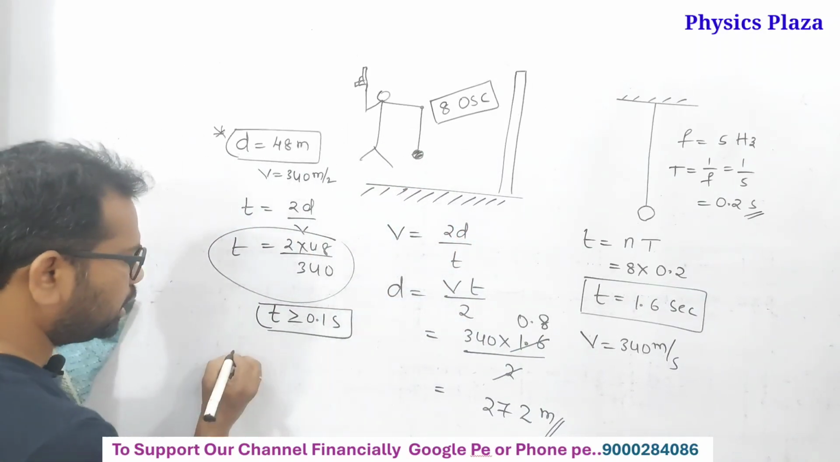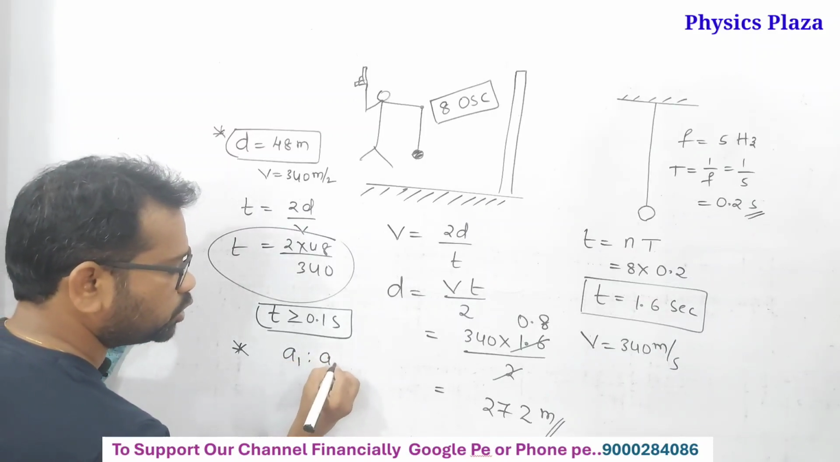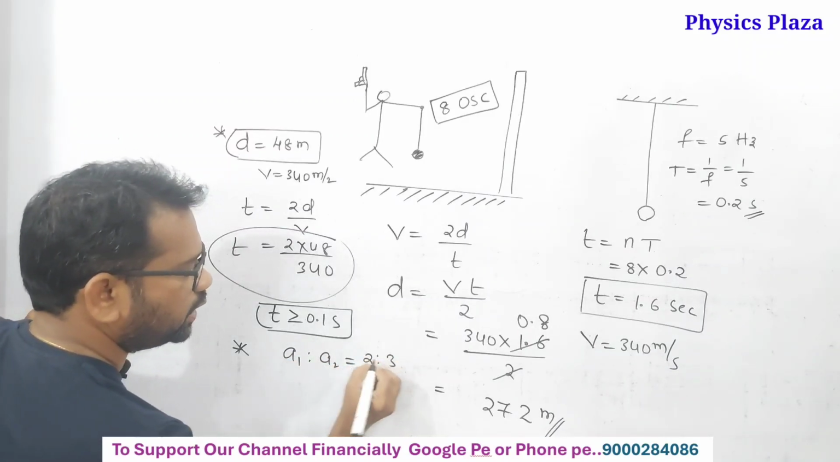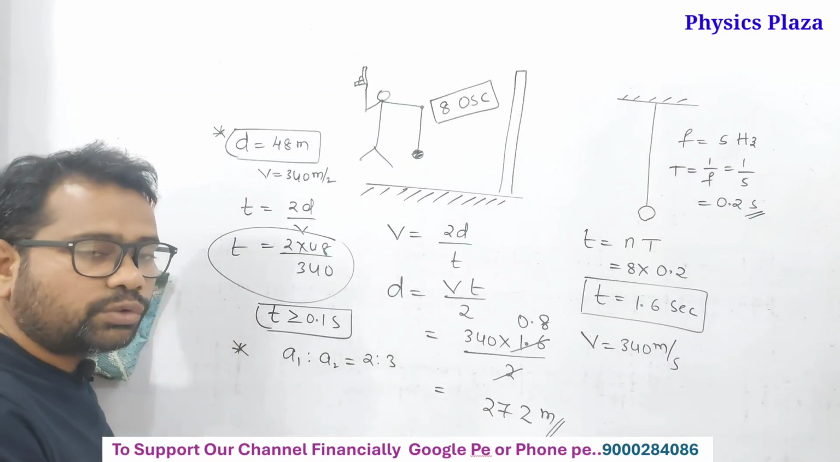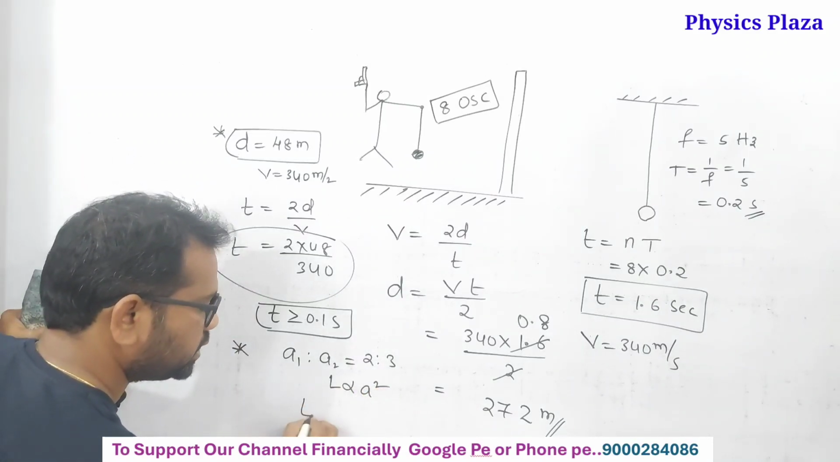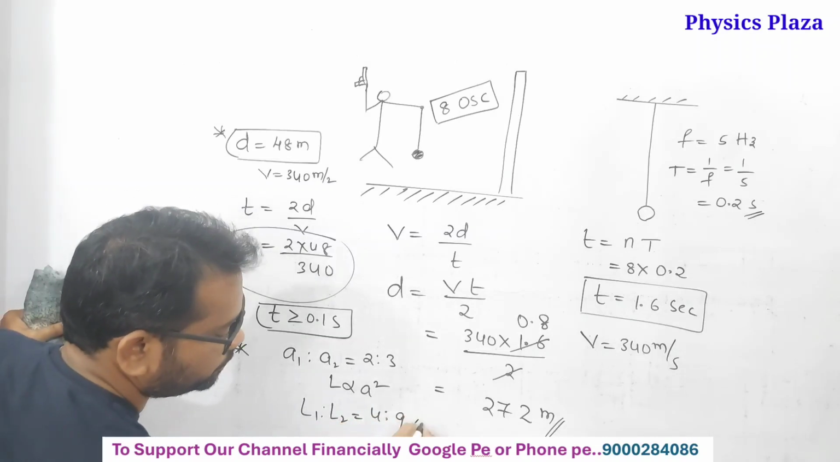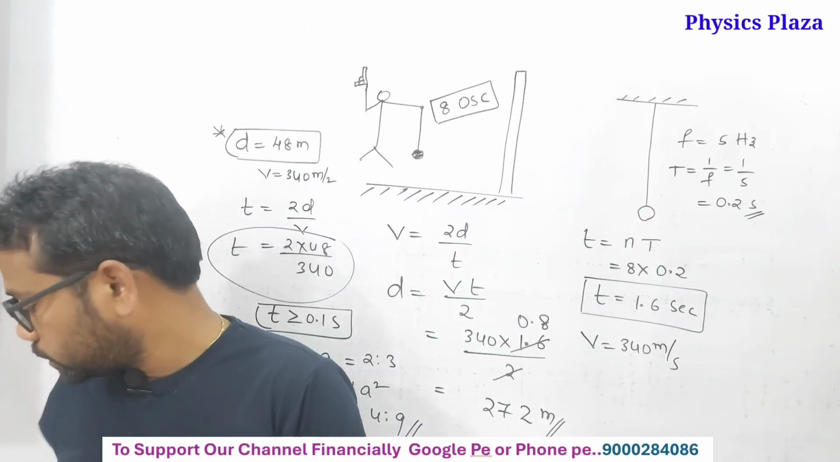And one more type of numerical will be there. They will give you the ratio of amplitudes, for example 2:3, and ask you to find the ratio of the loudness. We know that loudness is proportional to the square of the amplitude. So obviously L1 is to L2 is equal to 4:9. These kinds of numericals we can expect.